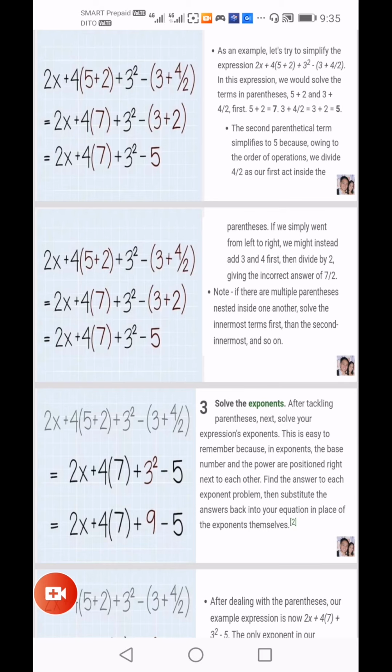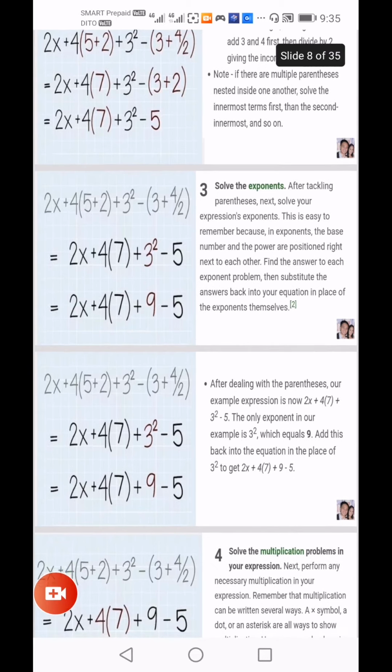Number 3. Solve the exponents. After tackling parentheses, next solve your expression's exponents. This is easy to remember because in exponents, the base number and the power are positioned right next to each other. Find the answer to each exponent problem, then substitute the answers back into your equation in place of the exponents themselves.